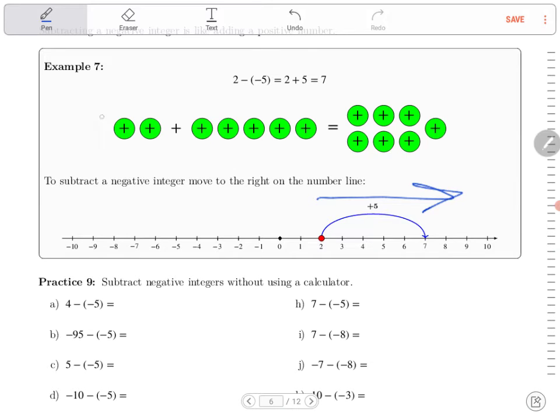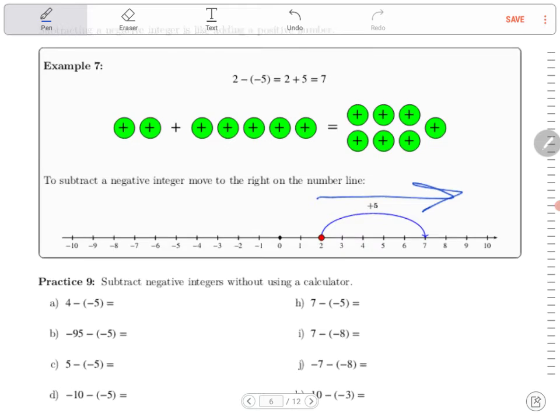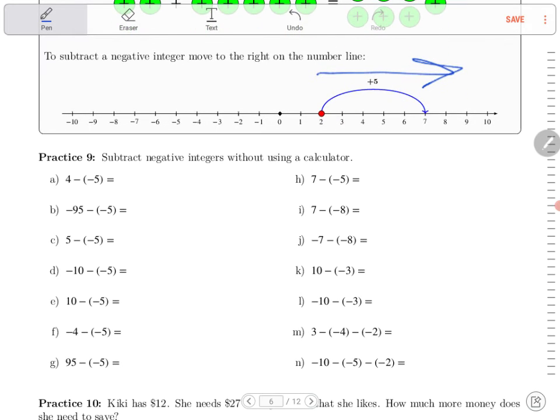So with these green tiles, we see that there's an addition of 5. That's the same as a subtraction of negative 5. It just will appear to us as an addition. Okay, so let's look at some practice problems again.